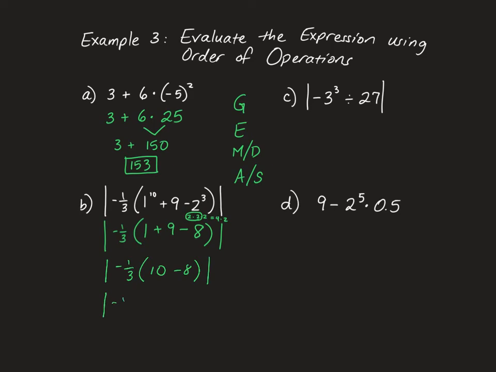So now let's finish this. We have negative 1/3. And now we can finally finish this. 10 minus 8 is 2. Okay, so now I can do this multiplication here. So this is 2 over 1. So we have the absolute value of negative 2 over 3. And the absolute value of negative 2 over 3 is positive 2 over 3. So 2/3 is my answer.